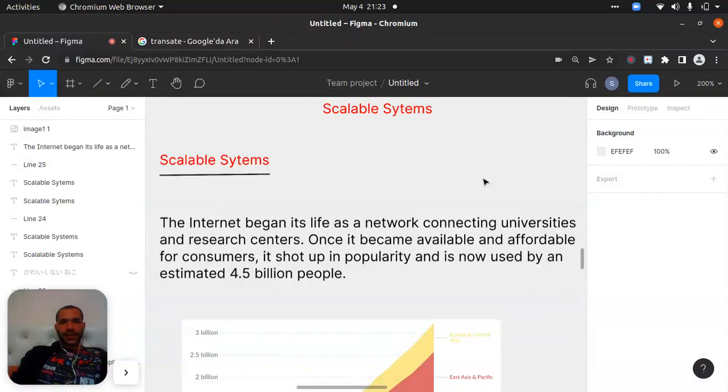So this topic will be scalable systems. We'll learn fundamentally what it is and at which point it helps us to understand the concept of the internet.